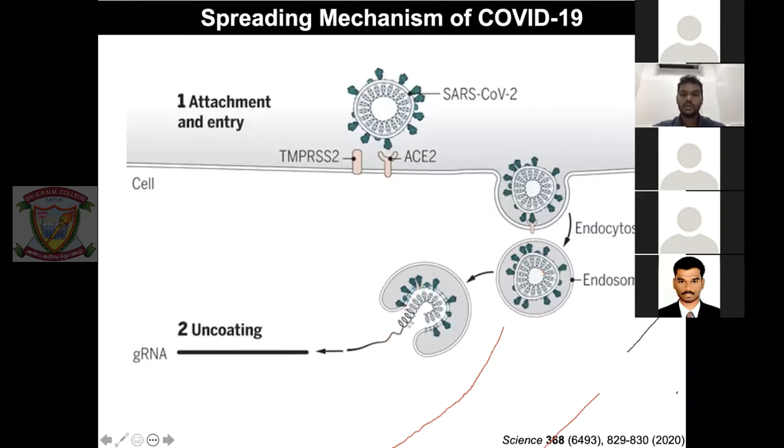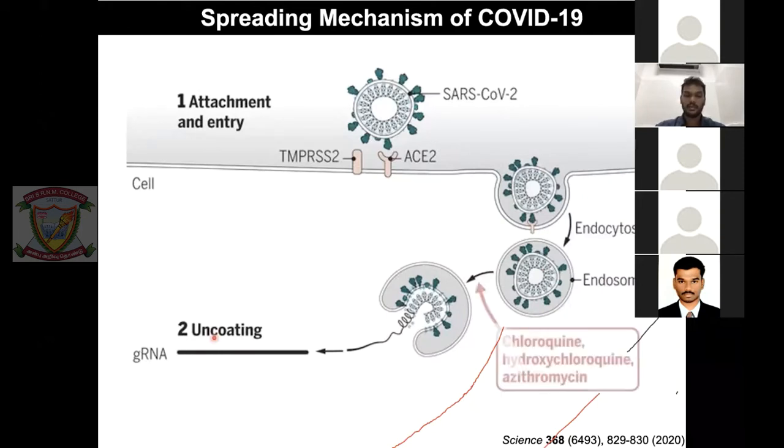It is called genomic RNA. So that is released inside the cytoplasm. So now, already these two drugs are repurposed. Chloroquine and hydroxychloroquine, they are anti-malarial drugs, and azithromycin is an antibacterial drug. And the drugs I'm showing right now are in clinical trials, by the way.